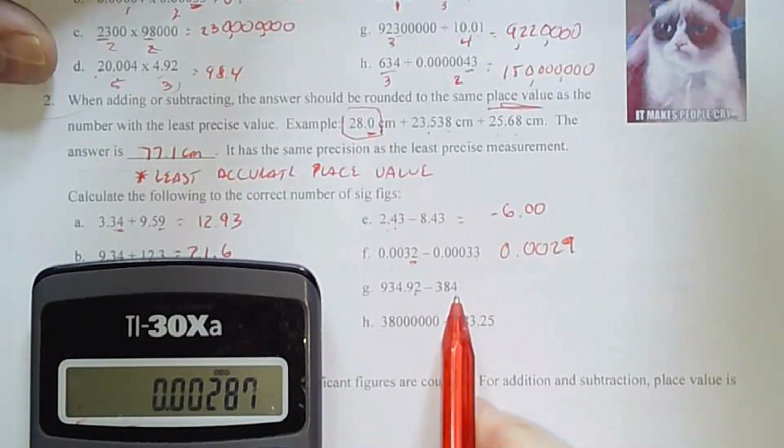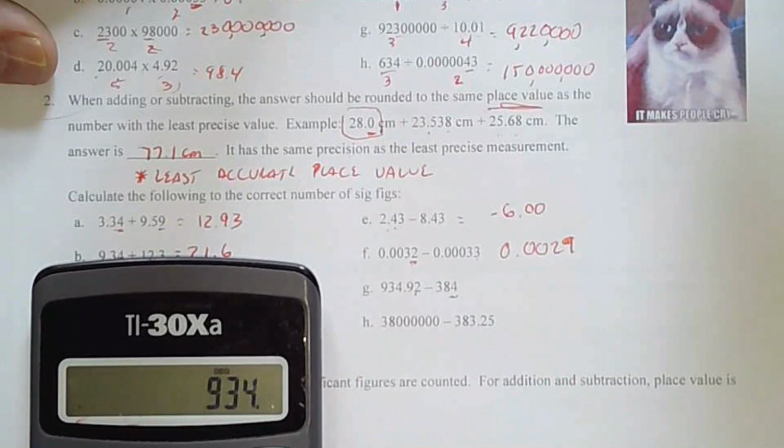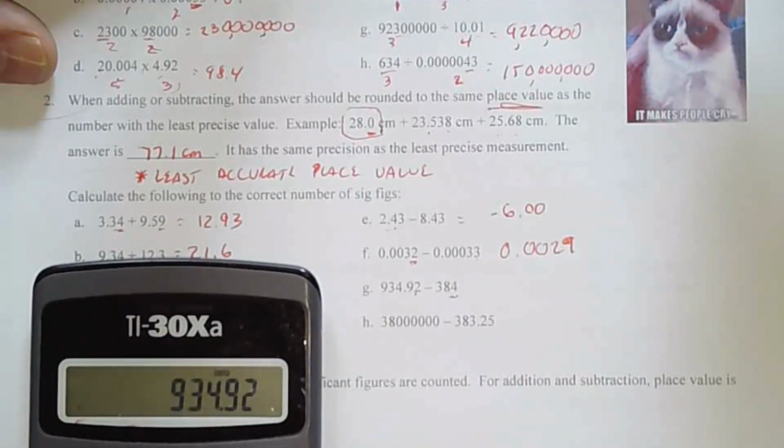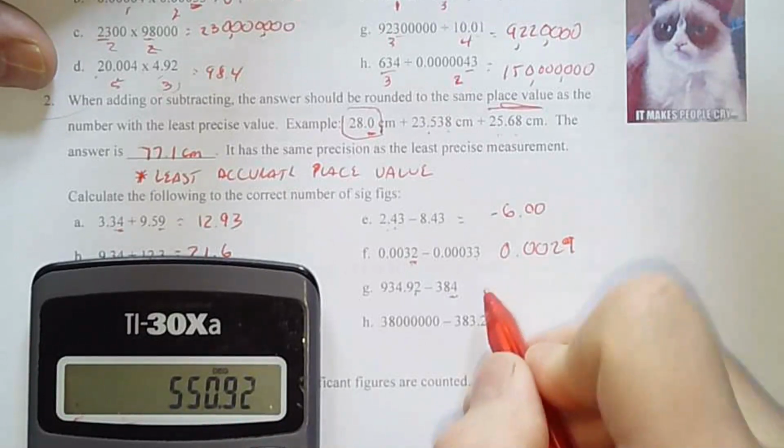This next one, this is accurate to the nearest 100th. This is accurate to the nearest 1. So this is the least accurate place value of those two numbers. So they are going to have to round to the nearest 1. So we get 550.92. Need to round to this spot. So we look at that behind it, it's a 9. So we bump that up to a 1.